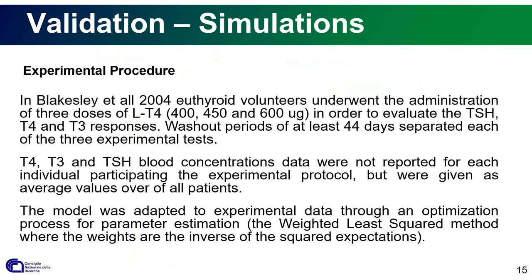Okay. The validation starts with data from Blakesley et al., where euthyroid volunteers underwent the administration of 3 doses of levothyroxine, 400, 600, and 800 micrograms, in order to evaluate the TSH, T4, and T3 responses. Washout periods of at least 44 days separate each of the three experimental tests. T4, T3, TSH blood concentration data were not reported for each individual, but were given as average values for all patients. The model was adapted to experimental data through an optimization process for parameter estimation, the weighted least squares method, where the weights are the inverse of the squared expectations.